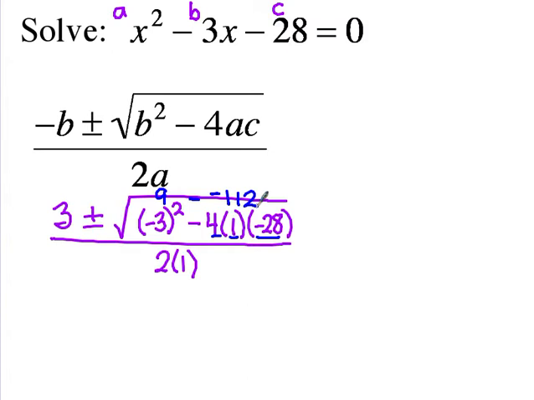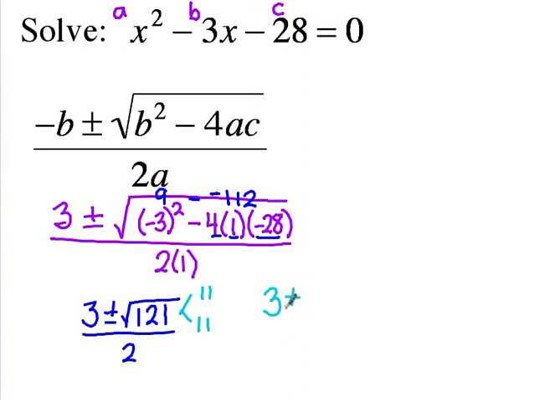So really what ends up happening is I have 3 plus or minus the square root of, whatever 9 plus 112 is? Yep, which is 121, all over 2. Now this is the stuff that you need to see if you can break down the square root at all. Now sometimes you'll get a negative square root here, in which case you'll need i. In this case, 121 breaks down really easy. It breaks down to 11 and 11. So this is actually a perfect square. So really I have 3 plus or minus 11 all divided by 2.